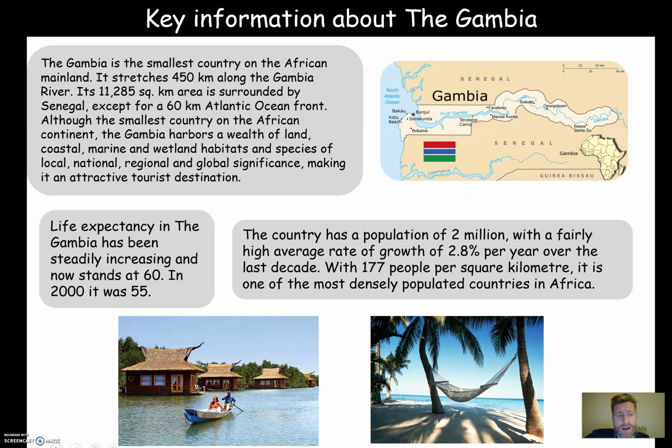So key information about the Gambia. Again, if you need this slide, this tells you a little bit about the population and the GDP, etc. So perhaps if you want to pause this and fill in the sheet, if you do not have the pack, that's fine.